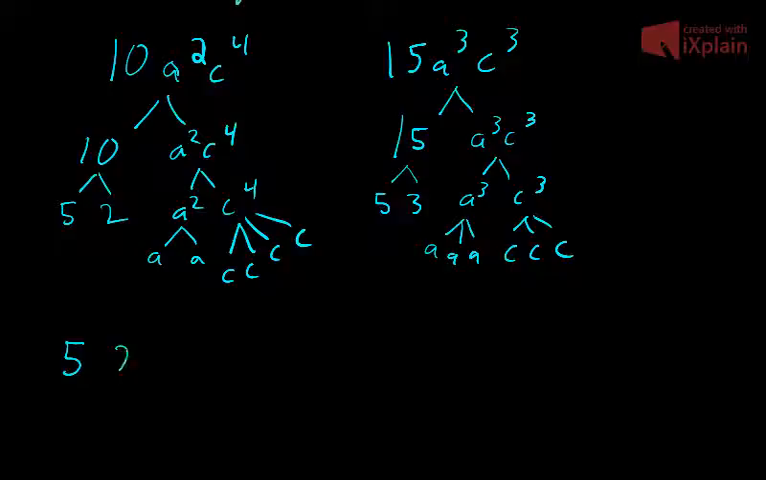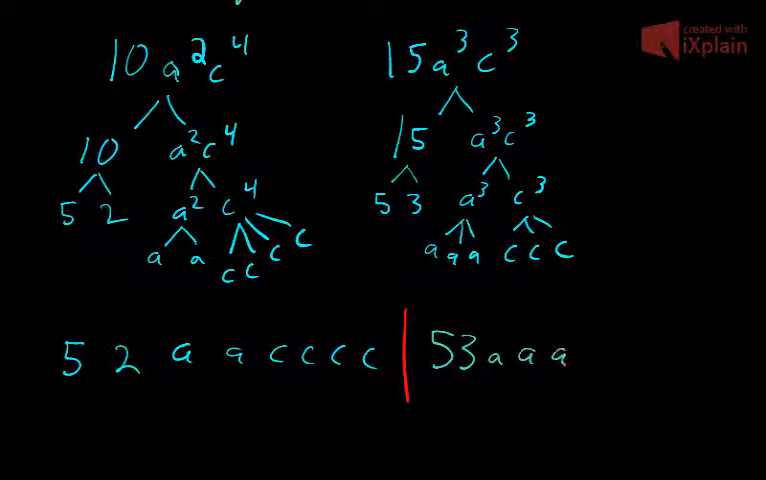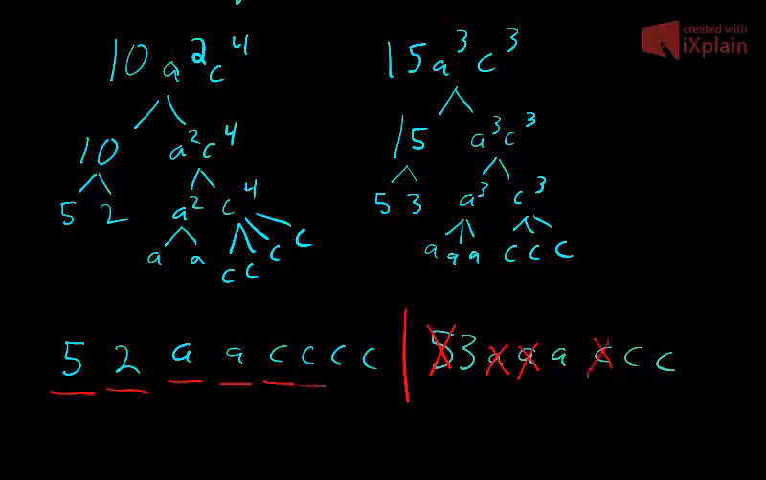From the first one, I have 5, 2, a, c, c, c, c. Draw my line in the middle. And from the second one, I have 5, 3, a, c, c, c. I'm going to work down the line just like I have in the past. So this 5 here cancels out the 5 on the other side. There's nothing for the 2 to cancel out. This a can cancel out this one. This a can cancel out a second one. This c cancels out this c. Another c is canceled, and a third c is canceled. This last c has nothing to cancel.